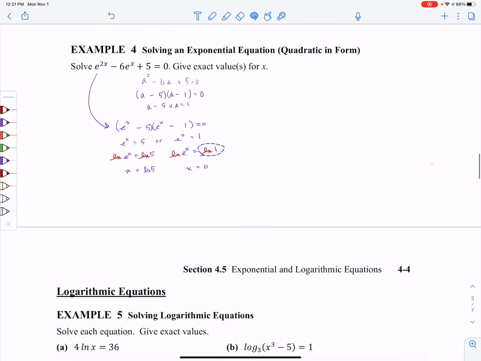Now, take a look. On this one, I was asked for exact values. So I'm not going to go and plug these into the calculator.